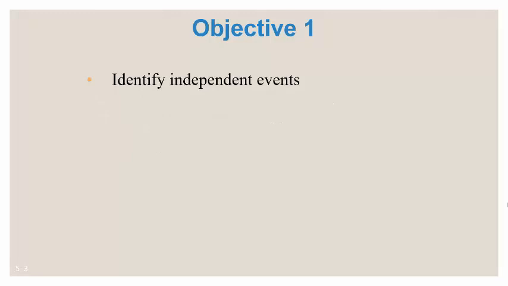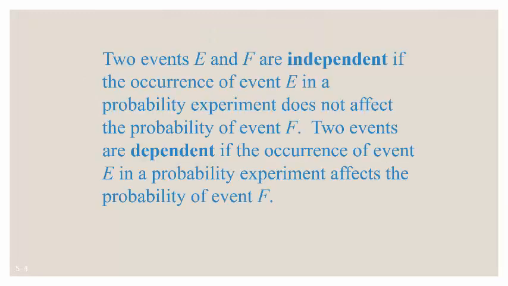Okay, so the first thing, what exactly are independent events? So two different events here, E and F. Let's just say event E is flipping a coin and getting heads, and event F is rolling a die and getting a 6.